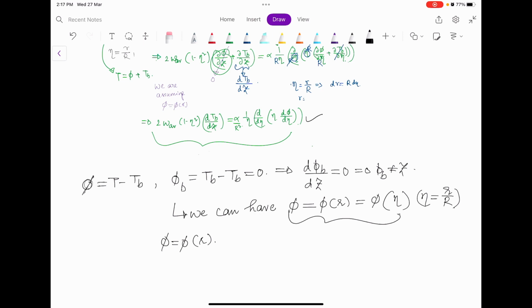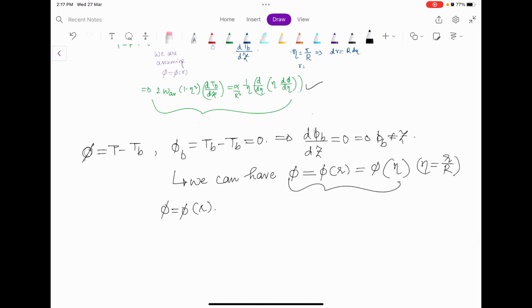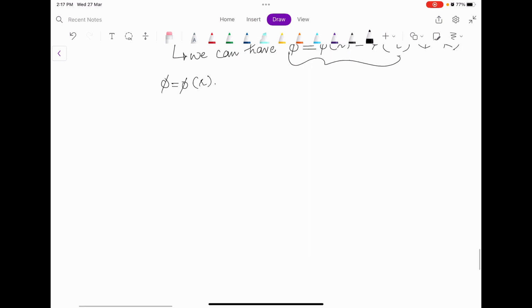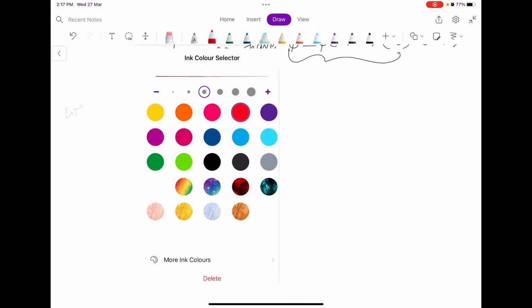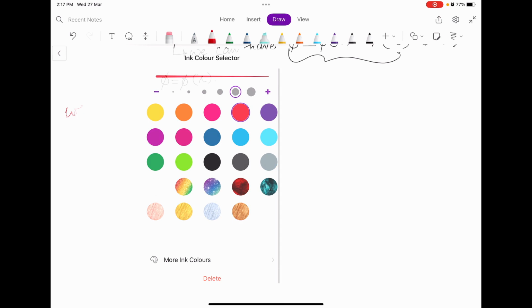Because what do you call a solution? A solution should satisfy the differential equation as well as the boundary conditions, right? So now let us see if we can have that. Now before that, my question is, why are we doing this?